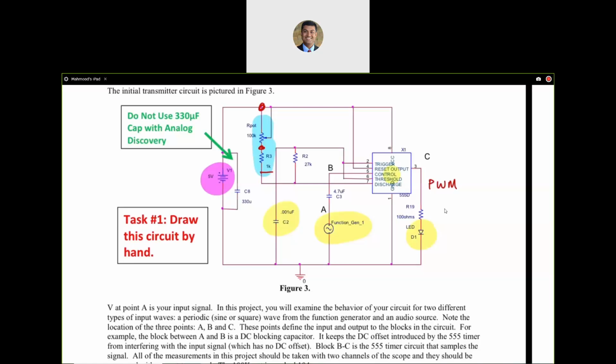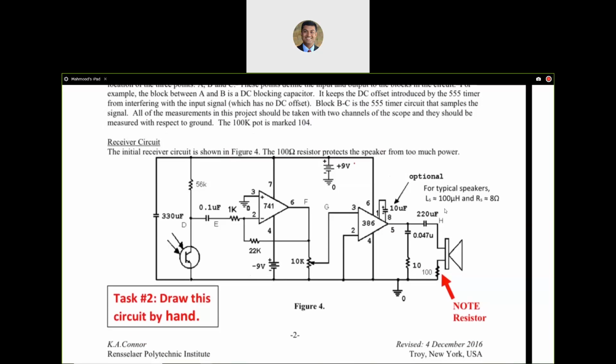Next, in my receiver, this is by far the most complex circuit that we have looked at during the semester. There are lots of things happening over here. First off, we have a 330 microfarad capacitor, which is essentially going to function as an element that will ground any high frequency signal that is present between those 2 points. We have a phototransistor. This is going to be our light sensor.